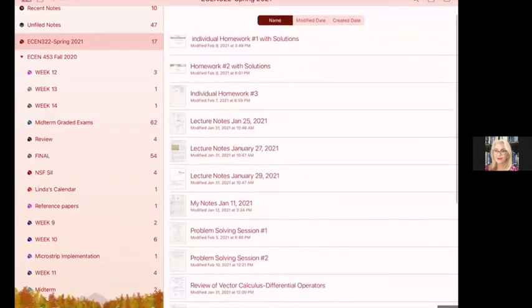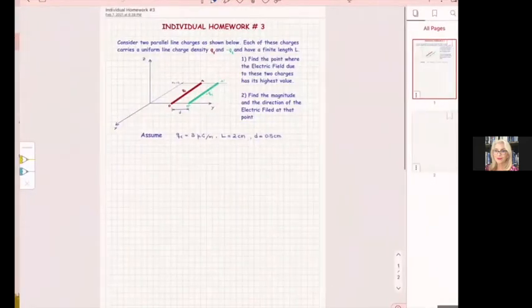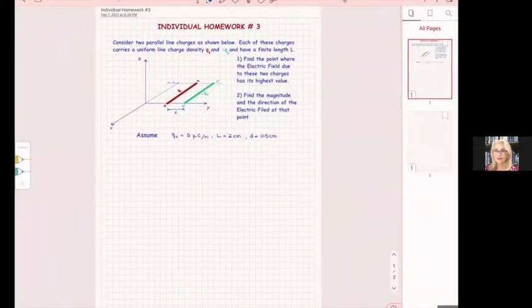Homework 3. Okay, so this one is very similar to the finite length problem. The only comment that I would like to make is that it is very similar to the finite length charge we have, but now you have two of those. So what you're going to do is apply superposition. You'll do one, you will do the other, you have the formulas, and then you will have to superimpose them. Is it clear?